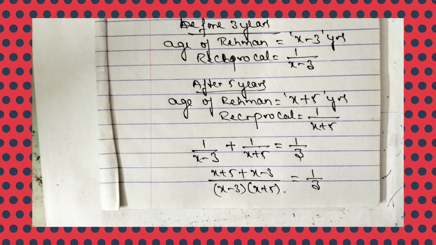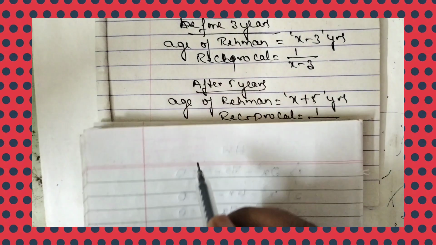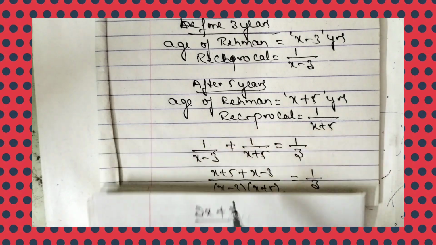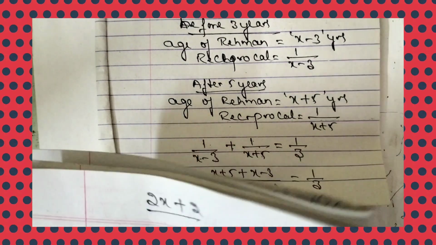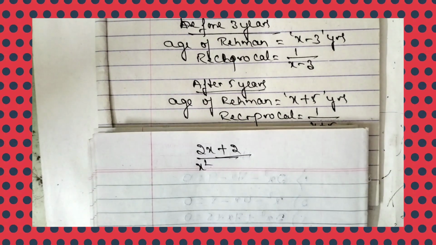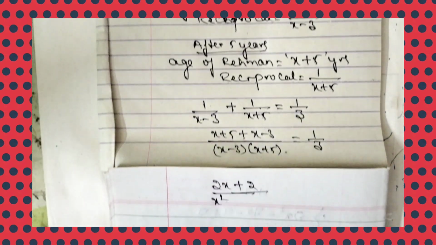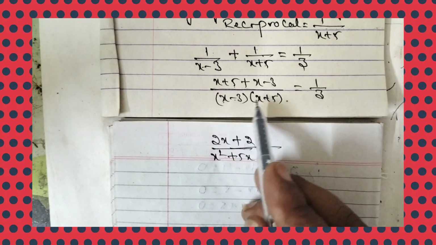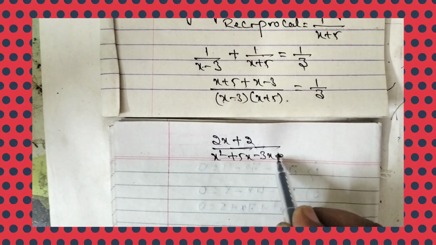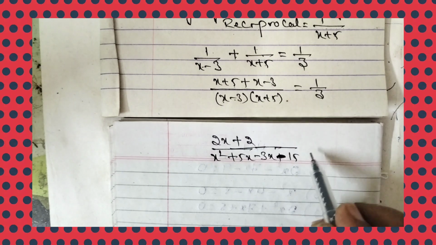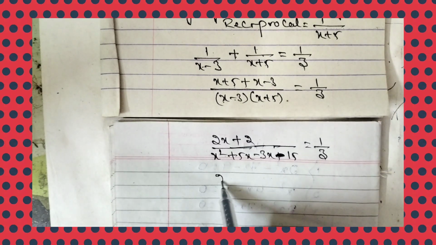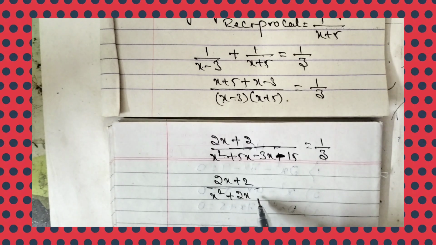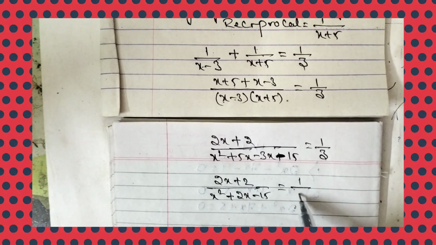So now let us solve this question. 1x plus 1x will become 2x, plus 5 minus 3 will become 2, divided by x into x will become x square. Now x into x is x square, then x into 5 will become plus 5x, then minus 3 into x is minus 3x, and plus into minus is minus, 3 5s are 15, is equal to 1/3. So 2x plus 2 divided by x square plus 5x minus 3x, which is 2x, minus 15, is equal to 1 divided by 3.